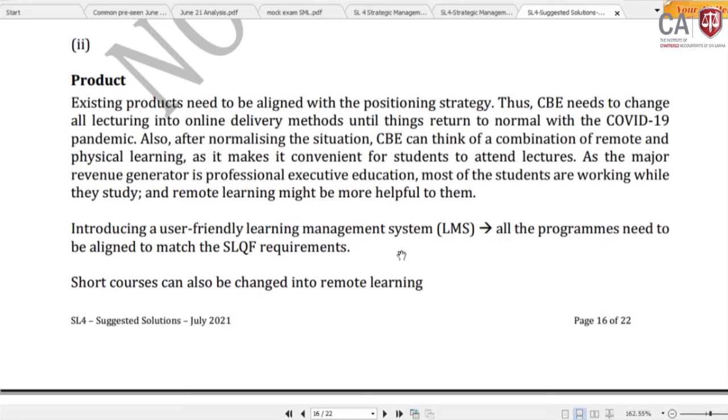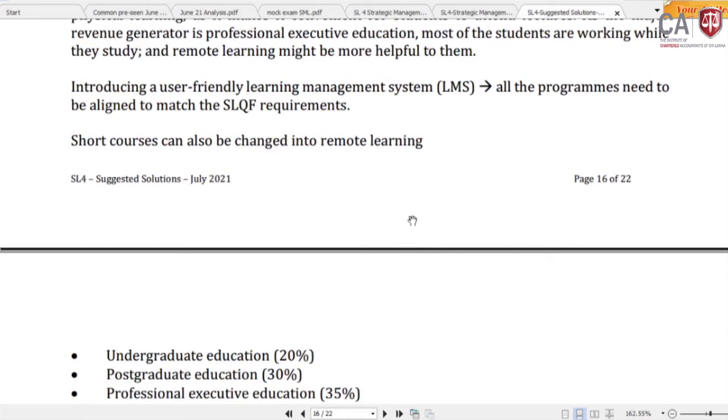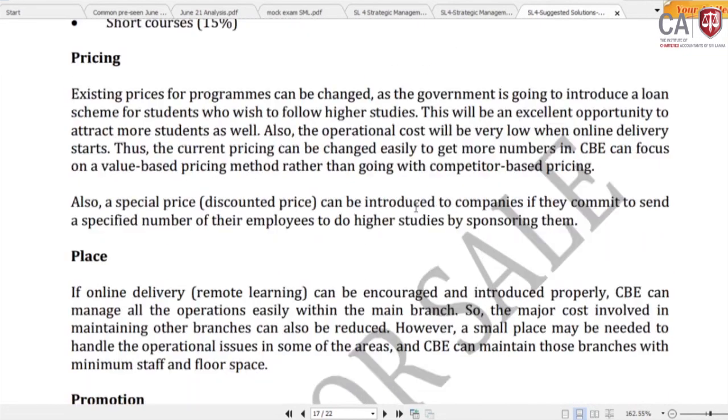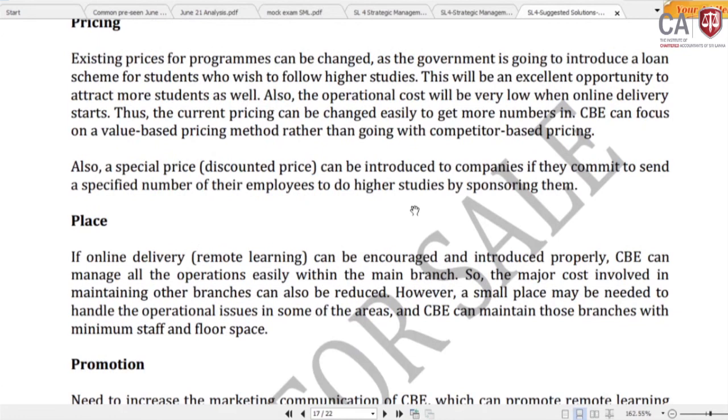As the major revenue generator is professional education, most of the students are working while they are studying. Remote learning might be more helpful to them. Then introducing a user-friendly learning management system. All the programs need to be aligned to match the SLQF requirement. You have to introduce an LMS. So, pricing: existing program prices can be changed, as the government is going to introduce a loan scheme for students who wish to follow higher education.